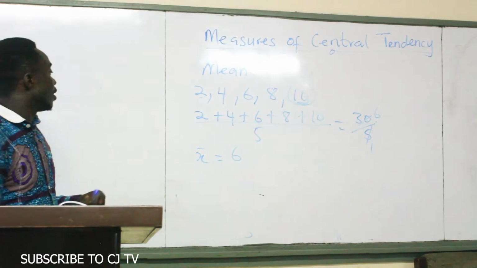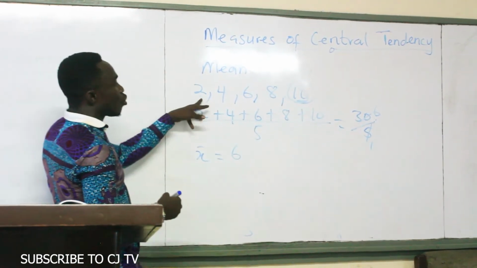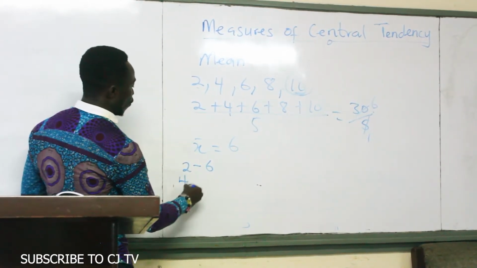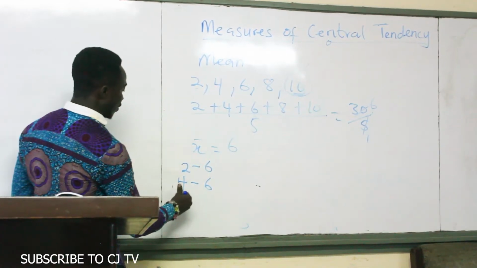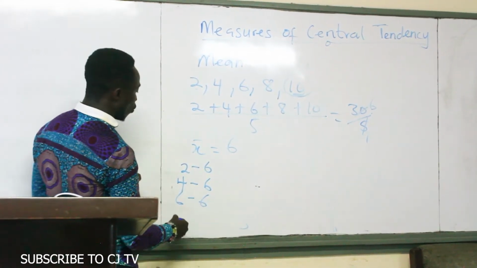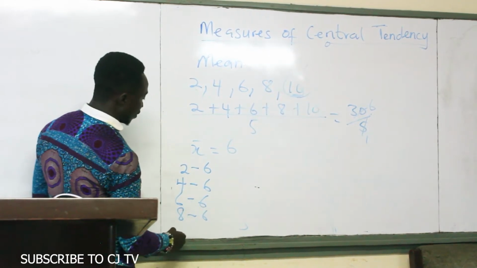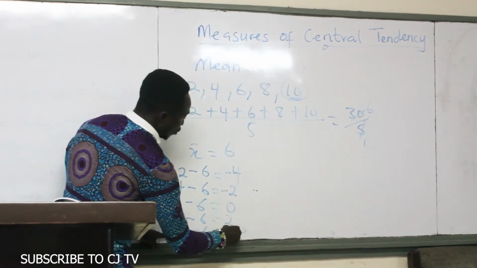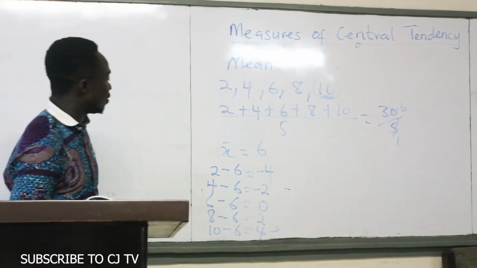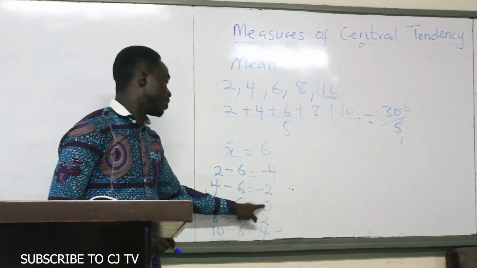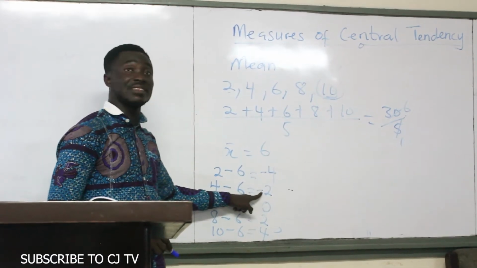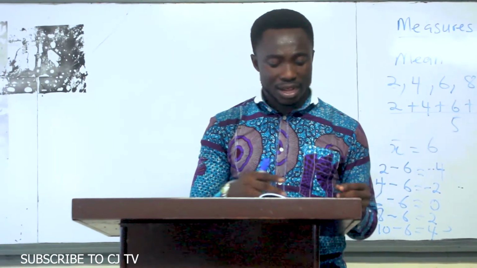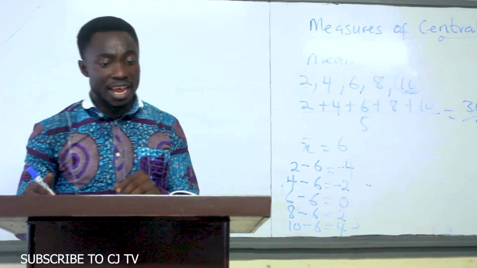Now let's subtract the mean from the individual scores. The first score was what, 2? So 2 minus 6. The second score was 4. 4 minus 6. The third score was 6. So 6 minus 6. The fourth score was 8. 8 minus 6. And the last score was 10. 6 minus 6 is 0. 8 minus 6 will give you 2. And 10 minus 6 will give you 4. When you do the calculation, you realize that 4 plus 2 is 6. Plus 0 is 6. Plus negative 2 is 4. Plus negative 4 is 0, and the differences being summed up, you should get 0. And that's the calculation we have done.